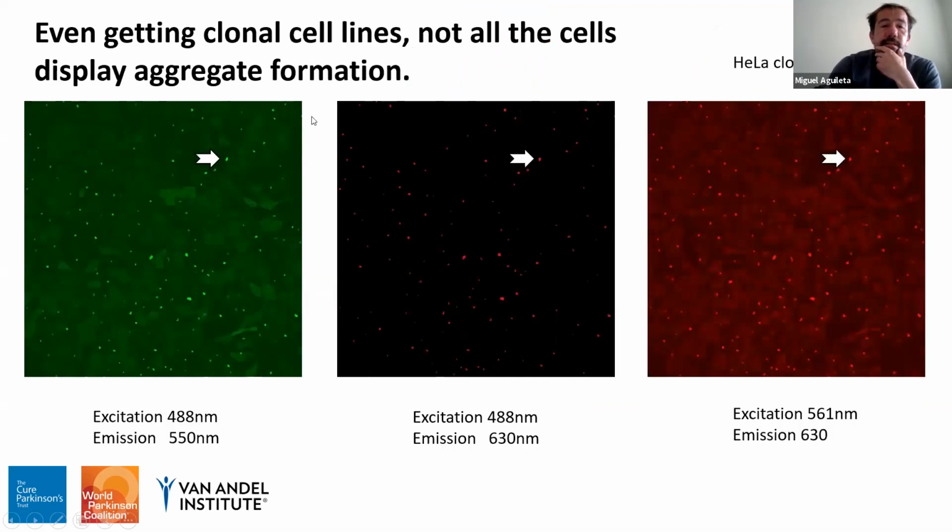So now, I started making several cell lines. I made HeLas, I made HEK, I made U2OS. And out of these cell lines, I started to get clones. What I noticed was that not all the cells present with aggregates, although it's a clone and all the cells should express the same things to the same extent.